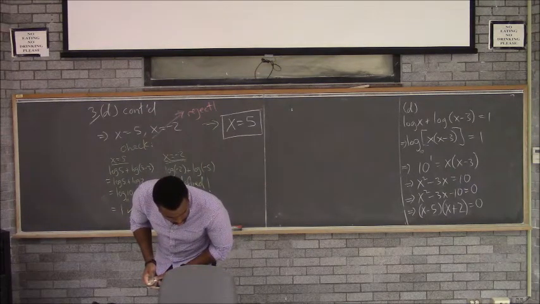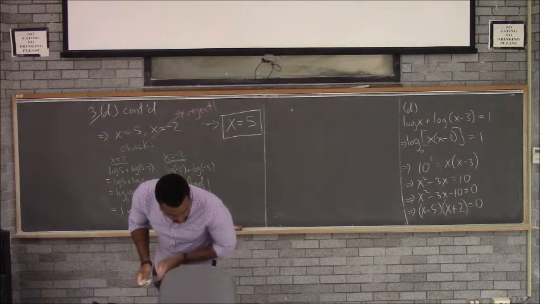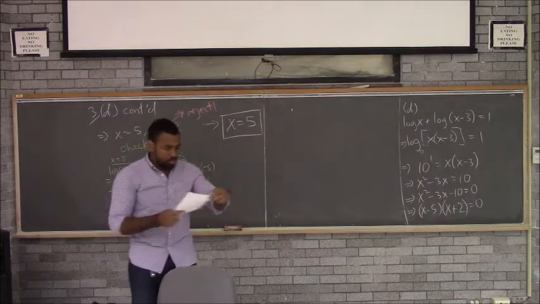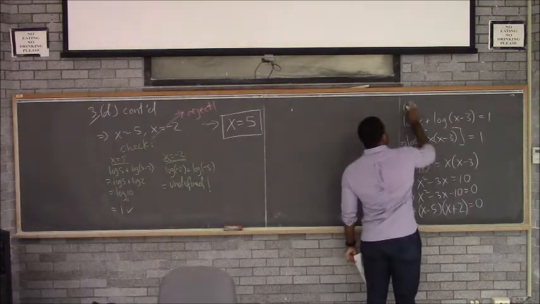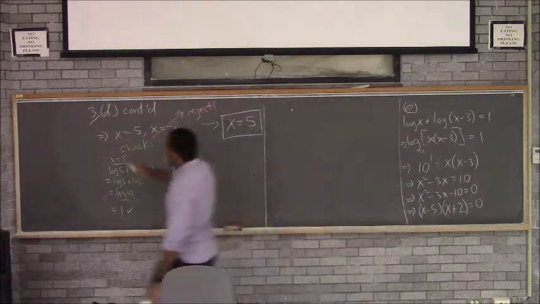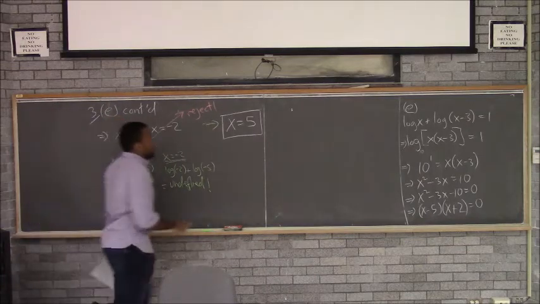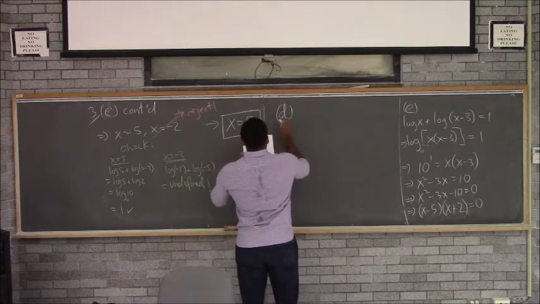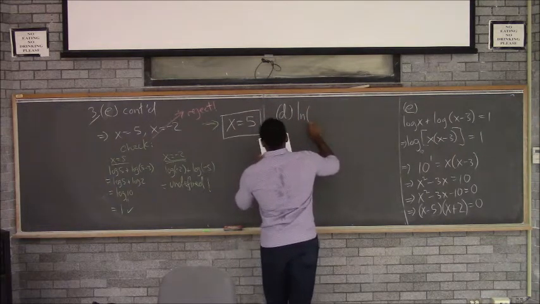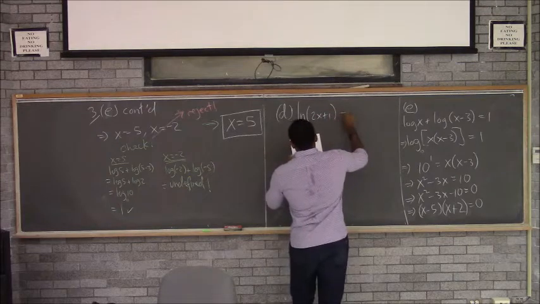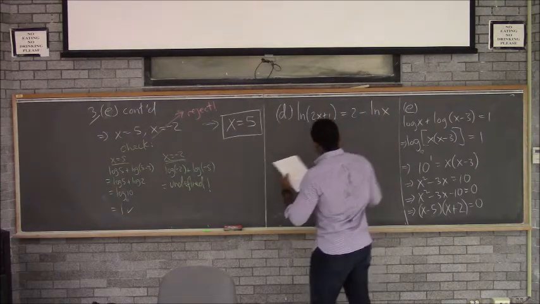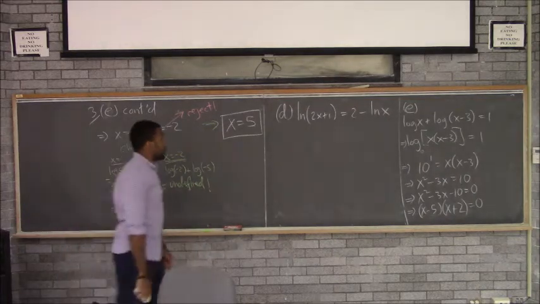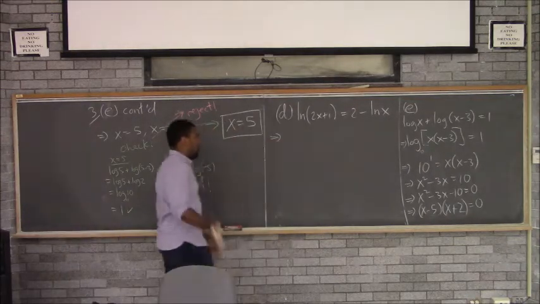I think that was it. There's one more. Oh, I actually skipped one. That was actually E. This was E. So we have here ln of 2x plus 1 equals 2 minus ln of x. Okay, how are we going to do this one? Anyone, just go.